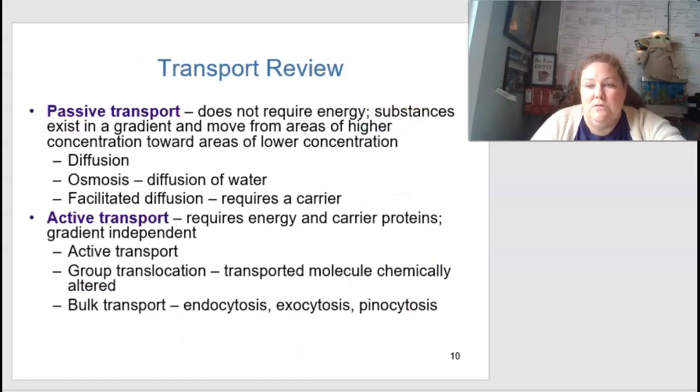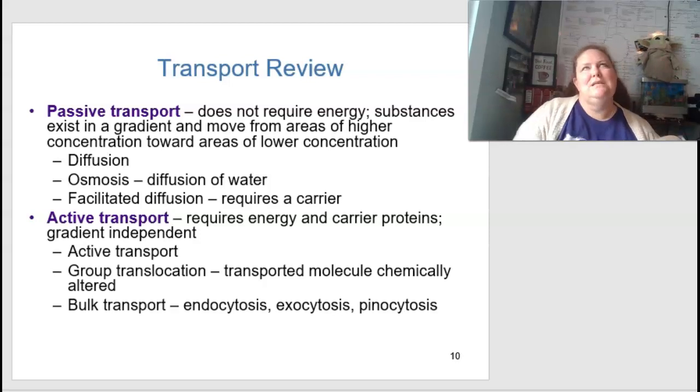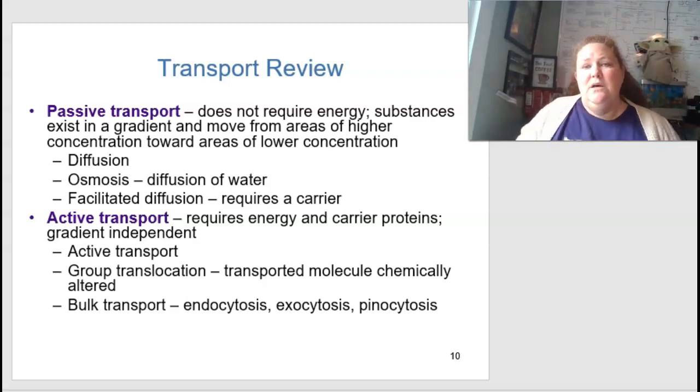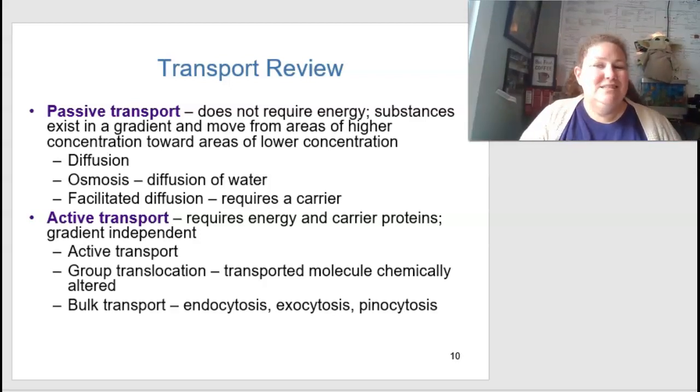So, how do we get around? What is our transport mechanism? Well, passive transport is passive; it just kind of happens, whereas with active transport, we have to actively do something. Passive transport doesn't require energy because it's just going to happen. This is talking about diffusing down a concentration gradient, or just going from a concentration of high to low. Again, it does not require energy.